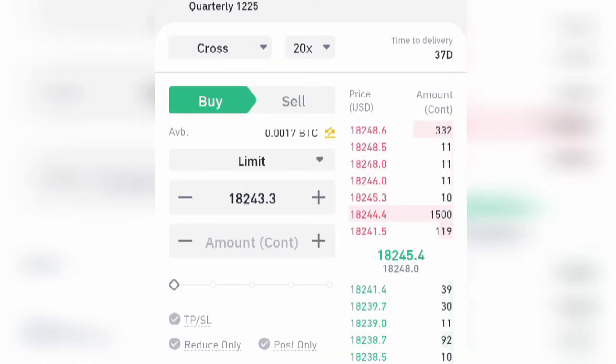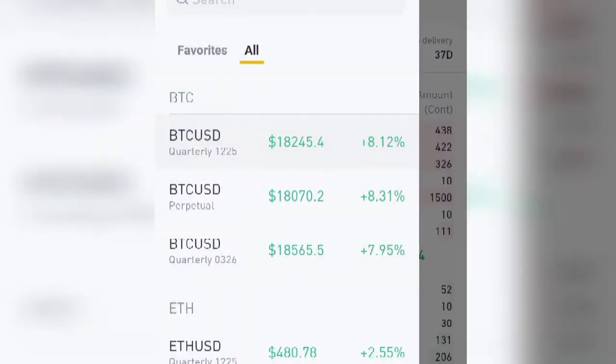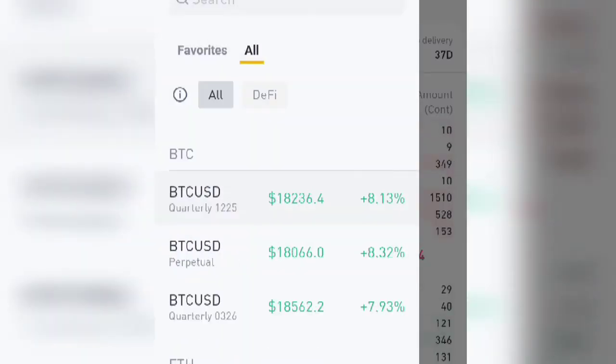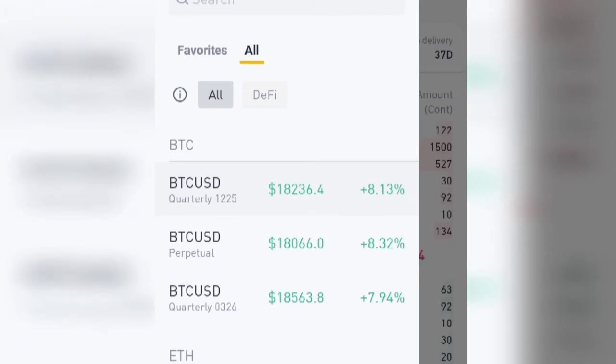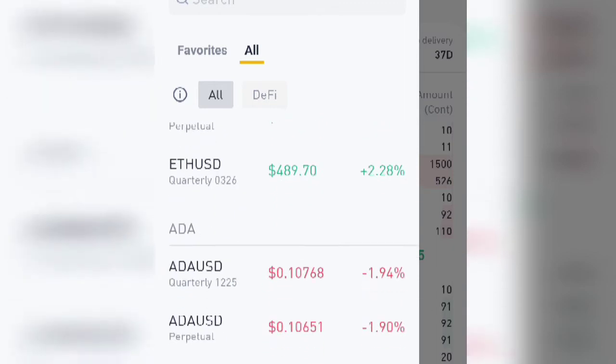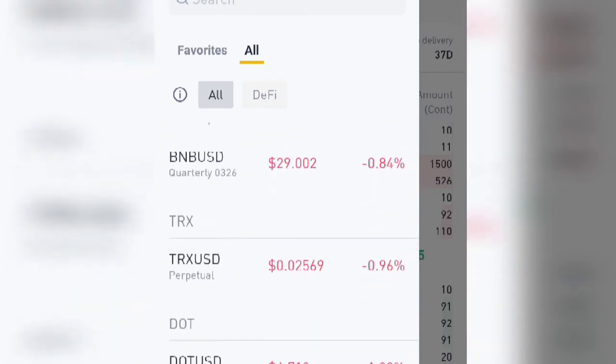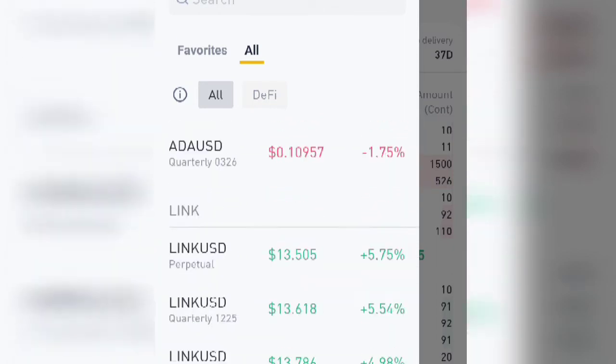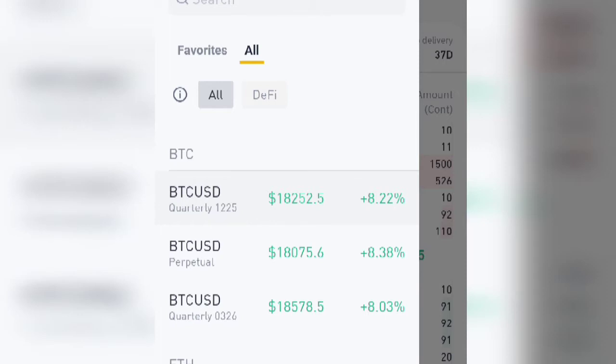Now up here, there are different kinds of BTC USD, BTC perpetual, and BTC quarterly. That's quarterly 125, quarterly perpetual quarterly. So same thing if you're trading other coins, you pick the one you want to trade. So this one we're going with BTC USD quarterly.